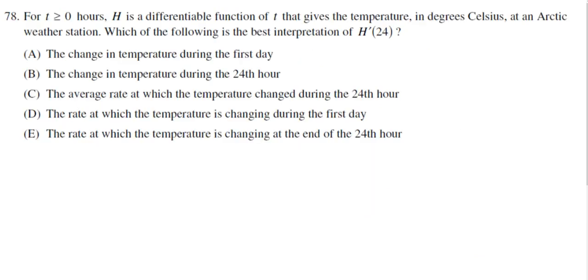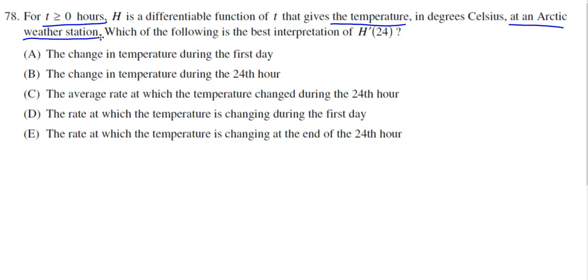78. For time greater than or equal to 0 hours, h is a differentiable function of t that gives the temperature in degrees Celsius at an Arctic weather station. Which of the following is the best interpretation of h prime of 24? Okay, so t is in hours, notice. And h is a differentiable function that gives the temperature in degrees Celsius at an Arctic weather station, all right? And we want to interpret the derivative.